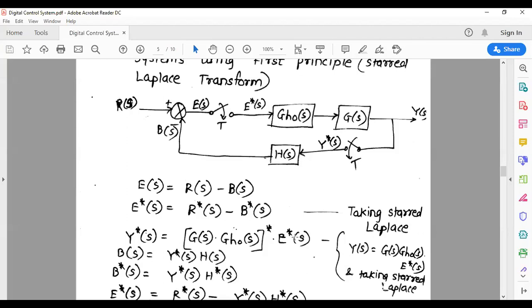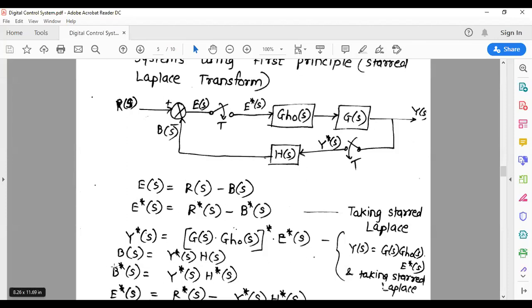Now this is your Y of S. Similarly, your B of S, I do not need this term also. So what is B of S? B of S, if you see from this particular diagram, will be Y star of S into H of S. And what will B star of S be? Why did I go to B star? Because in this equation, I need B star.